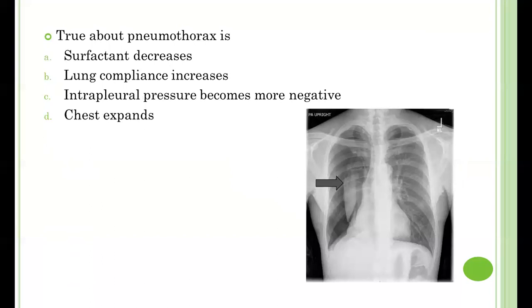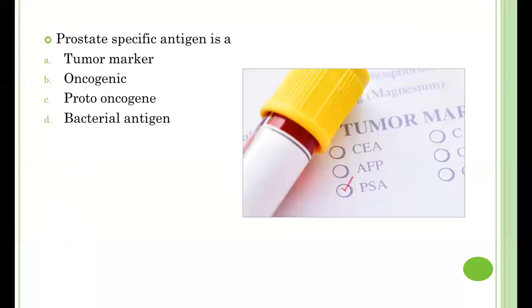Moving to the next question, which is true about pneumothorax? The options are surfactant decreases, lung compliance increases, intrapleural pressure becomes negative, and chest expands. So option D is the correct answer, chest expands. Moving to the next question.